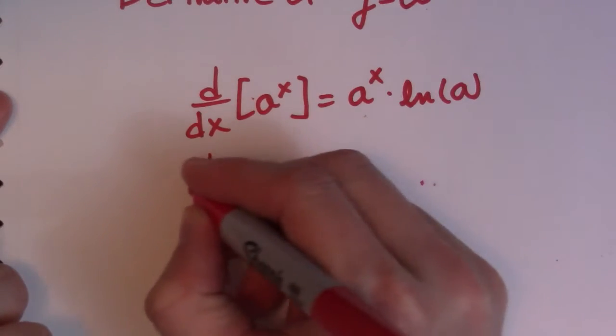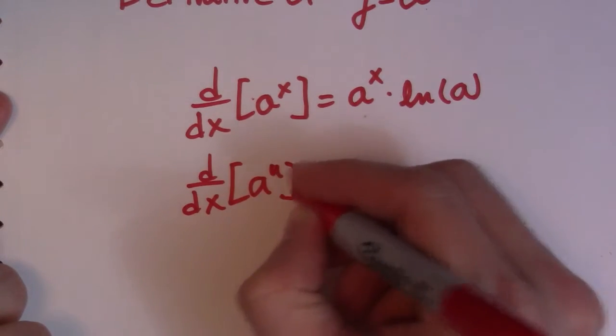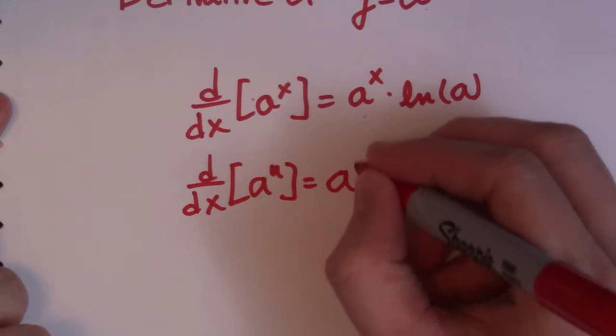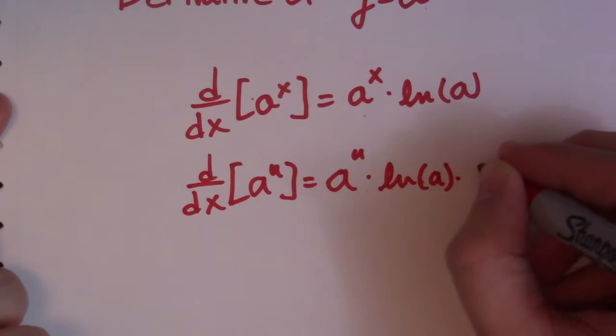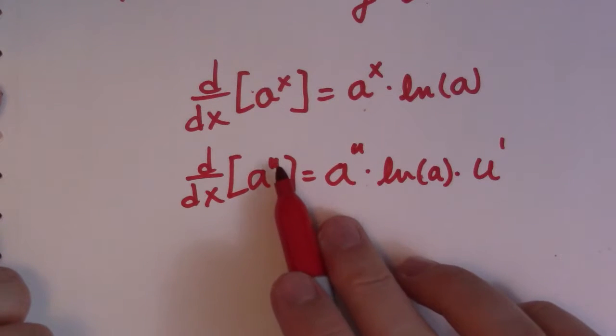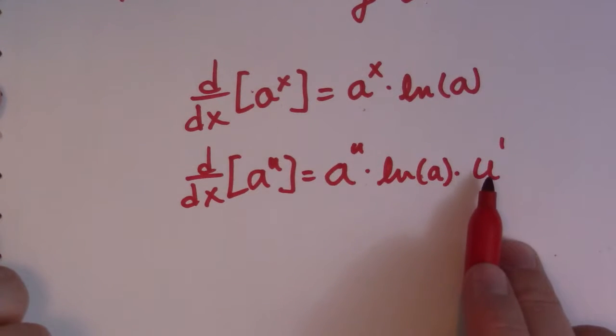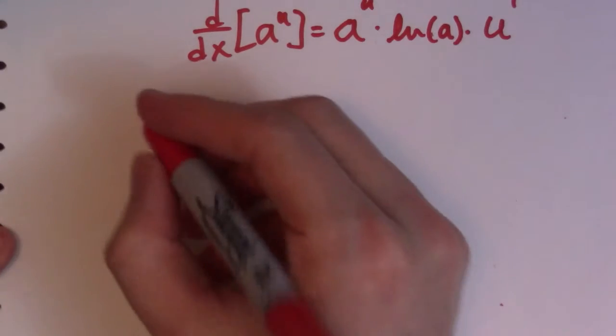Now my students prefer this form, a to the u. So it adds in a little extra part, so a to the u times ln of a times u prime. So whatever it is your function up there, because you're going to have something besides x up there, you have to make sure you multiply the derivative afterwards. So let's give an example.